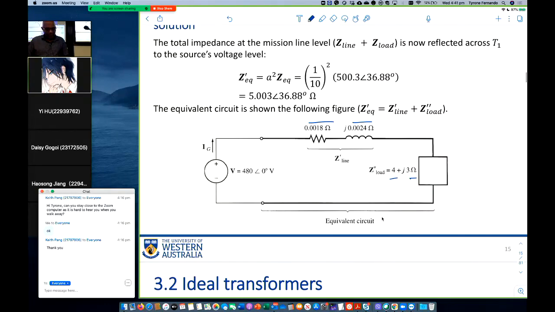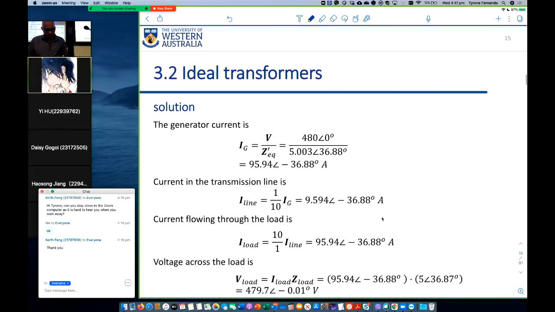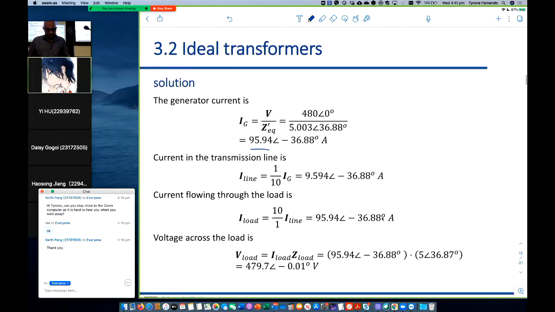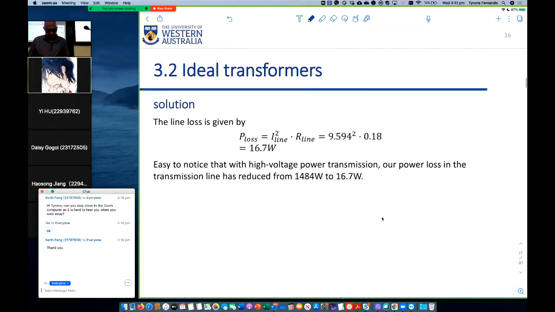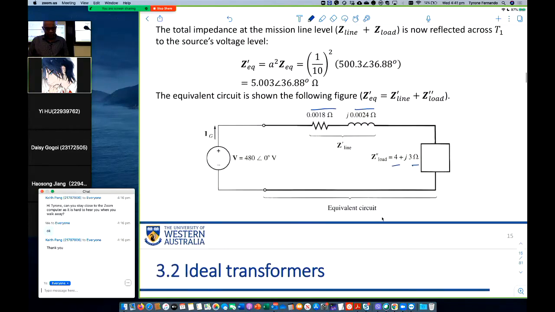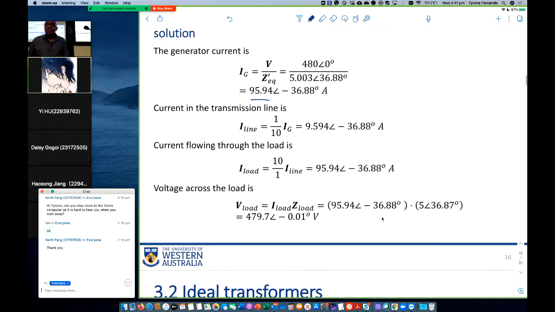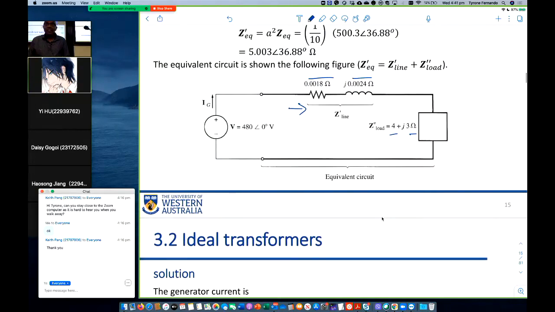Now we can calculate the current. The current is going to be the voltage divided by this total impedance, which will give us this value for the line current. Right? We can calculate this current. These numbers here refer to something else, but it doesn't matter. We can calculate this current, yeah?